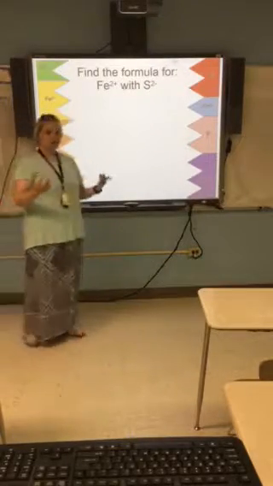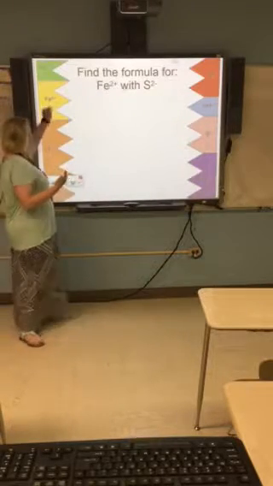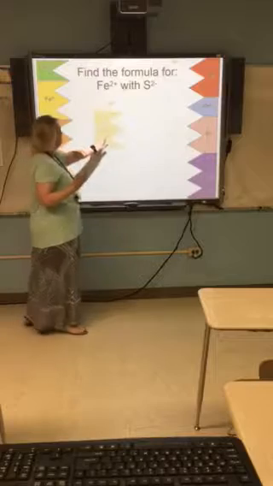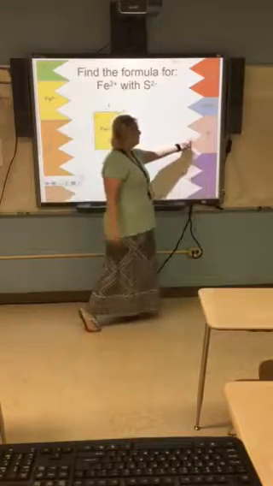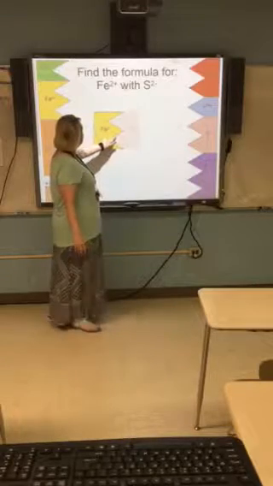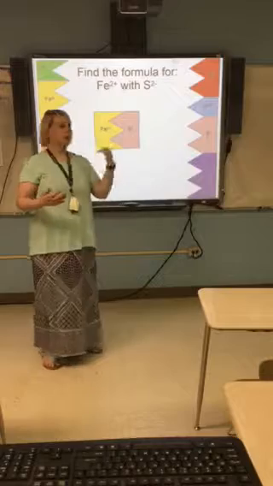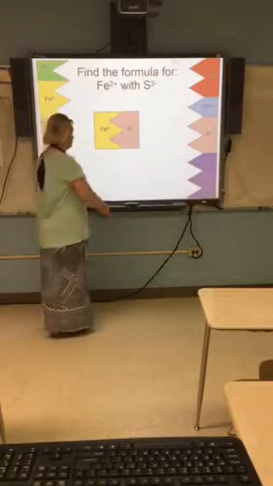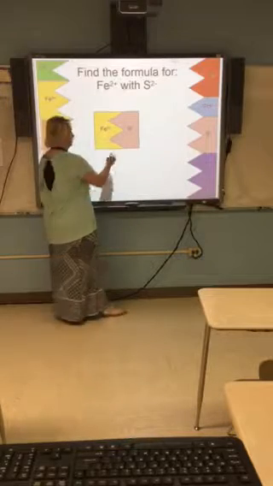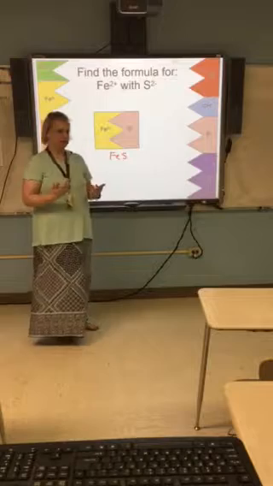Okay, so again, I would just ask for another volunteer to come up, and they would find the Fe2+. Okay, and then we have S2-, and the special part about this is that it takes 1. So we know that it's going to only take 1 Fe and 1 S because they have the same charges. The charges actually cancel out, so they would know that the formula was FeS.